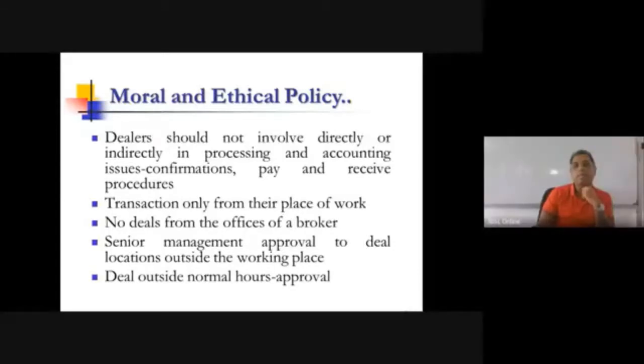So basically, like I said earlier, the dealer should not get involved in processing, accounting, or issuing information. All that has to be done by the back office. They can only transact from their place of work. But like I said, where your phones are recorded, in extraordinary circumstances you may be able to do a deal outside, but you have to come back immediately and record that in your books. Obviously, no deals off office or off broker. Senior management approval is needed for dealing locations outside, with specific approval.